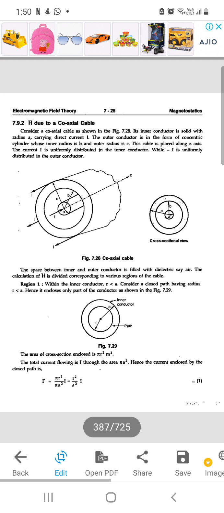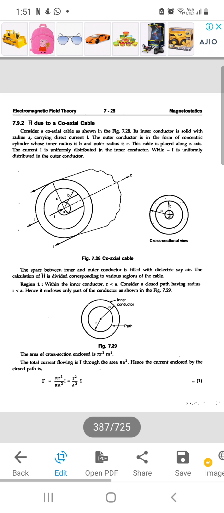Now, we will look at case 2, magnetic field intensity due to a coaxial cable. Consider a coaxial cable. Its inner conductor is solid with radius a and carrying direct current I. The outer conductor is in the form of a concentric cylinder, as you know, and here we are assuming the inner radius of the outer cylinder to be b and its outer radius c. This cable is placed along the z-axis.